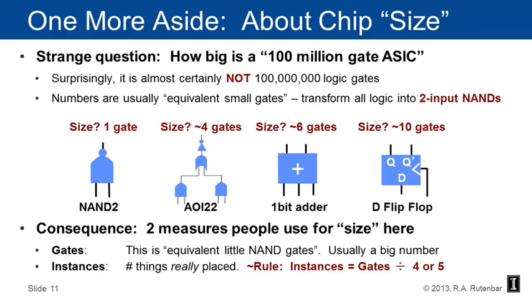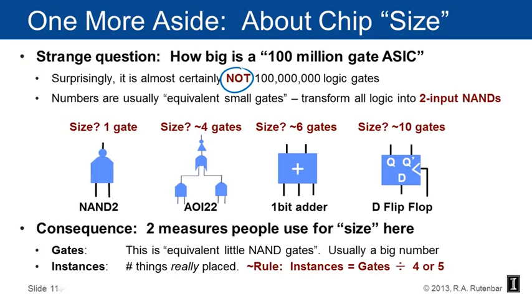There's an interesting aside that I just wanted to share with everybody. It's the way people use language to talk about chip size. So this is a strange question: how big is a 100 million gate ASIC? And surprisingly, it is almost not 100 million gates.